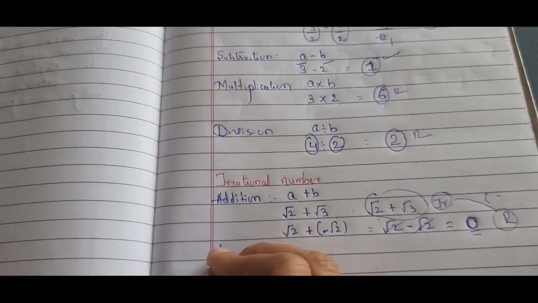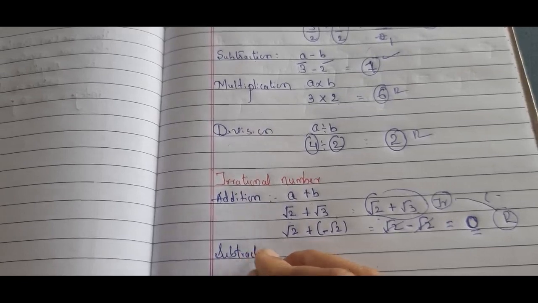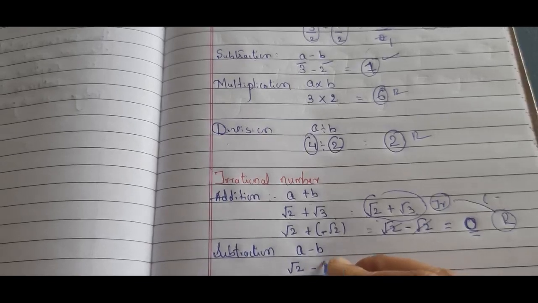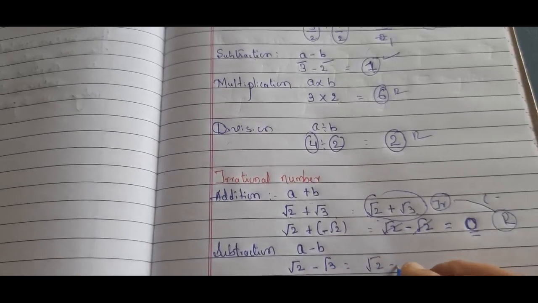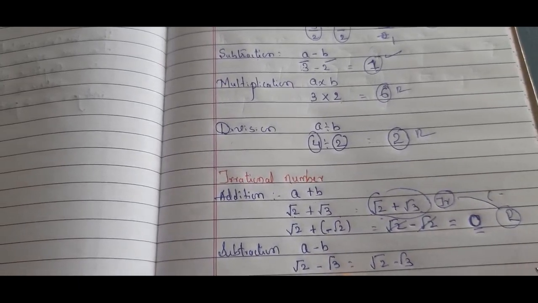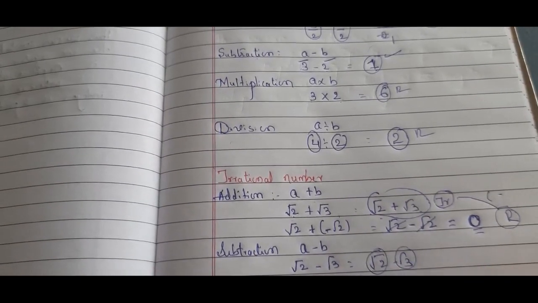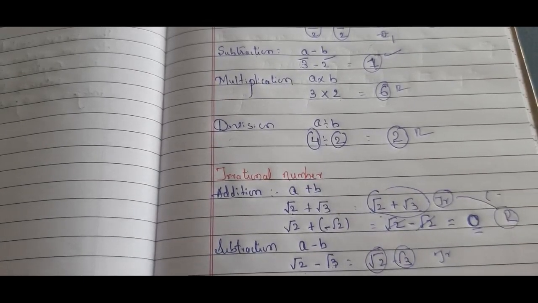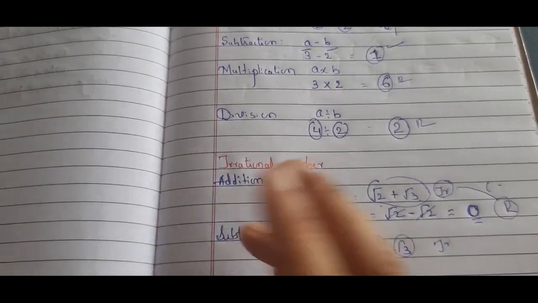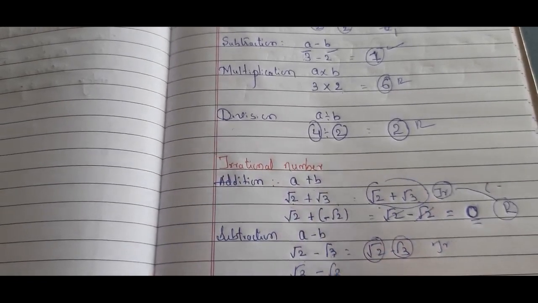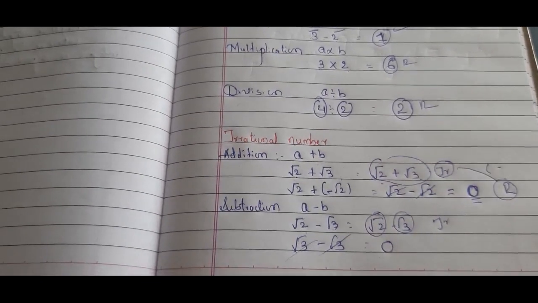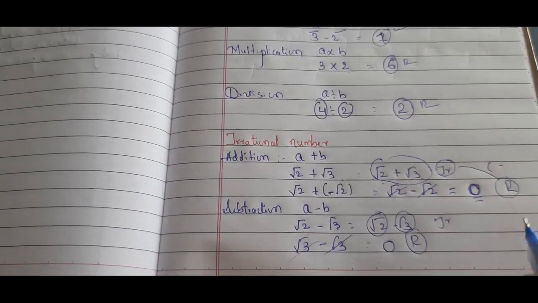Okay, next go with subtraction. Subtraction, what does it tell? A minus B. Root 2 minus root 3. See, root 2 minus root 3 is what now? Again an irrational number. Is it? When we subtract any two irrational numbers, we get an irrational number only. So, next example, root 3 minus root 3. What is the answer? Root 3 minus root 3 is 0. 0 is what here? A rational number.